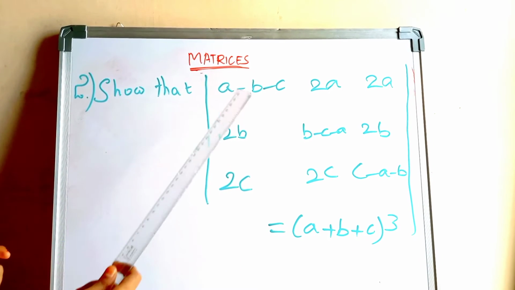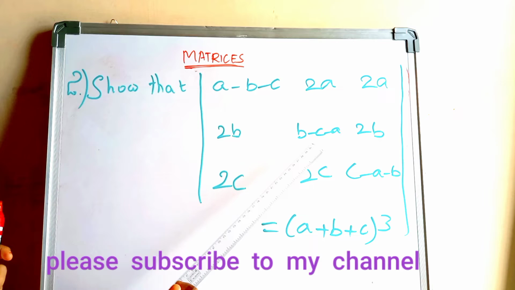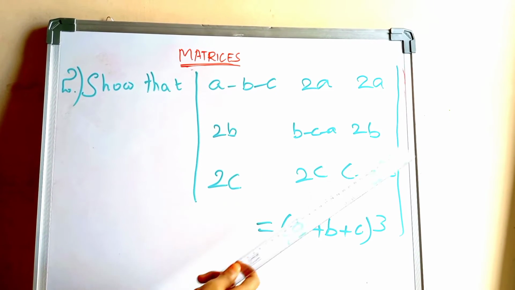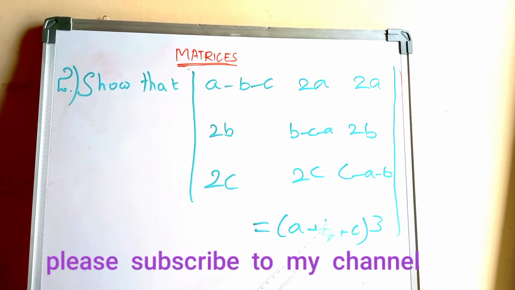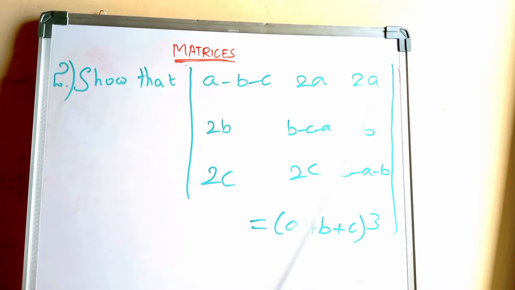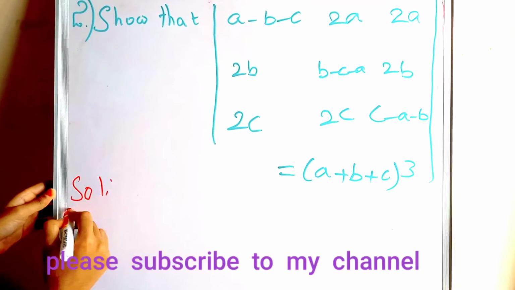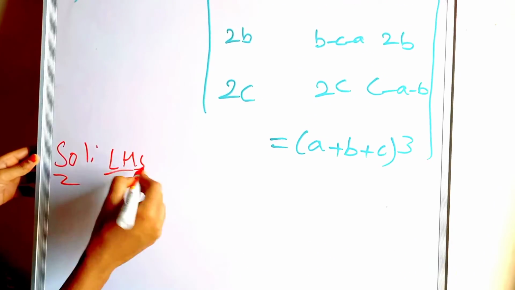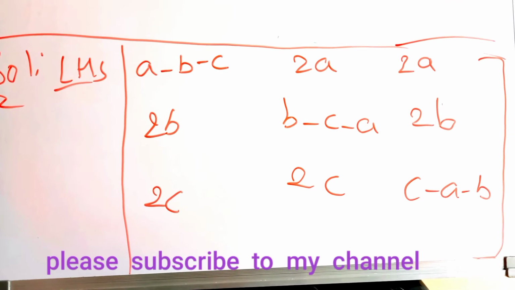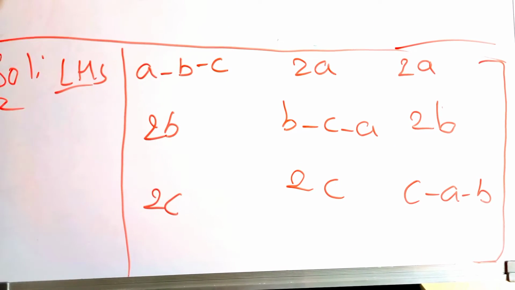Show that the determinant A minus B minus C, 2A, 2B, B minus C minus A, 2B, 2C, C minus A minus B equal to A plus B plus C whole cube. This we have to prove. For that I am taking LHS side. Here R1 tends to R1 plus R2 plus R3.